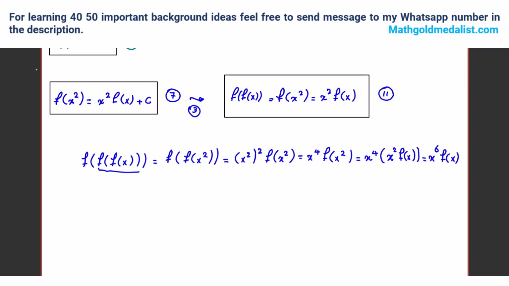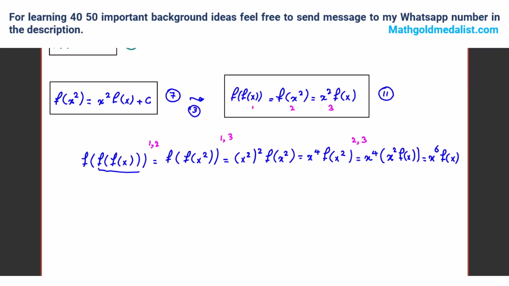Okay, so let's review what we did here. Suppose it is 1, 2, 3. This part I said, okay, f of x is f of x squared. So I used 1 and 2. And then f of x squared is equal to this. We used 1 and 3. And then f of x squared is equal to x squared f of x. So we used 2 and 3.